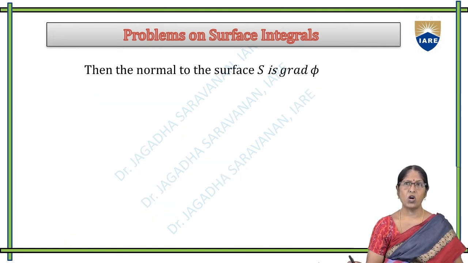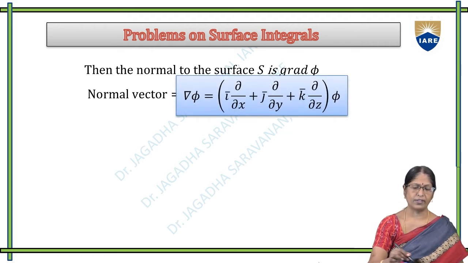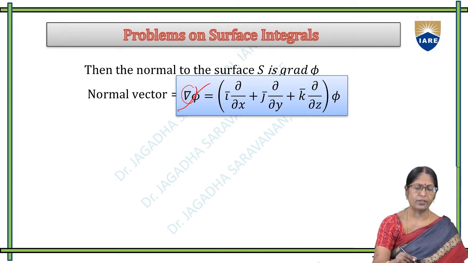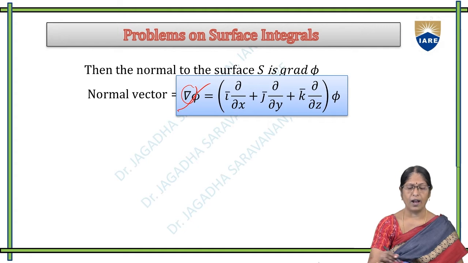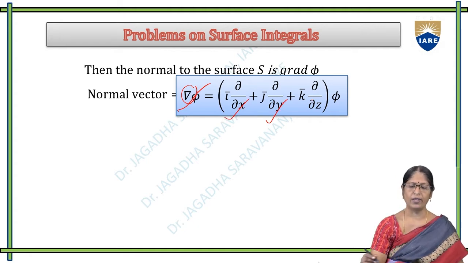So, the normal to the surface S is grad phi. First, we will find the normal vector. So, the normal vector is grad phi. The formula for grad is i ∂/∂x plus j ∂/∂y plus k ∂/∂z, and phi is outside.